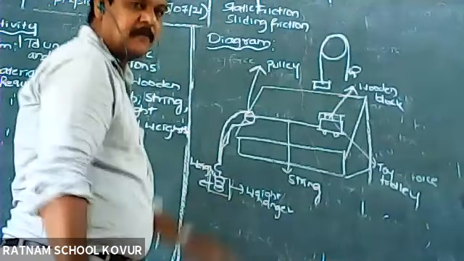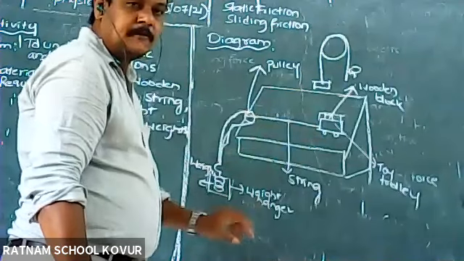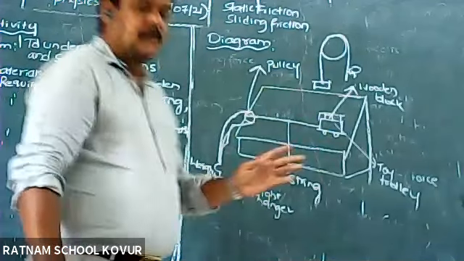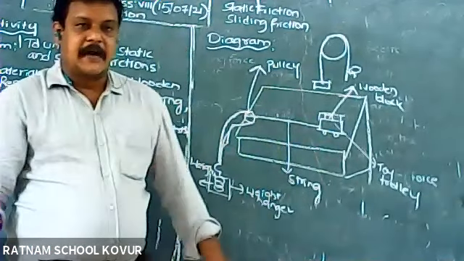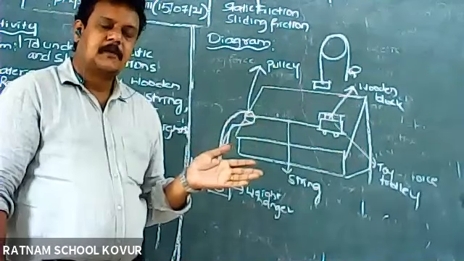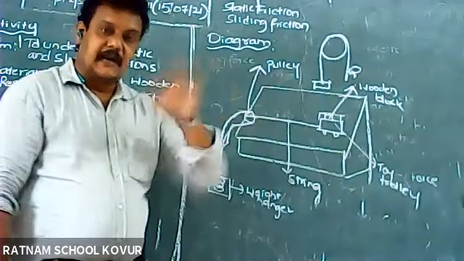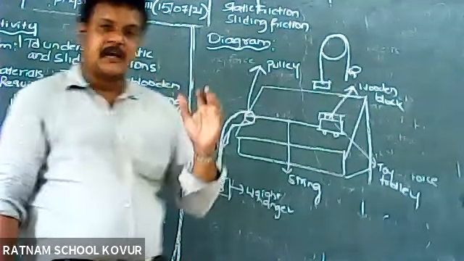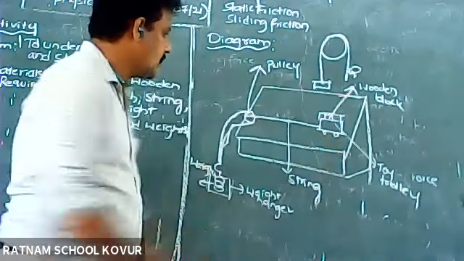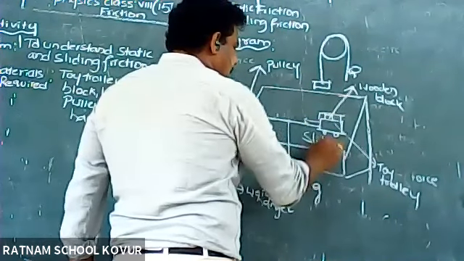What happens when you add the weights? Suppose you add 10 grams, still the toy is not moving. After that, 20 grams, still the toy is not moving. 30 grams. Suppose at 50 grams, the toy started moving. That is called sliding.